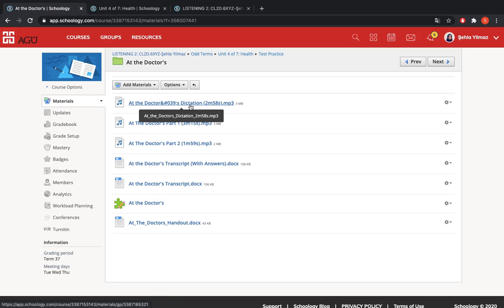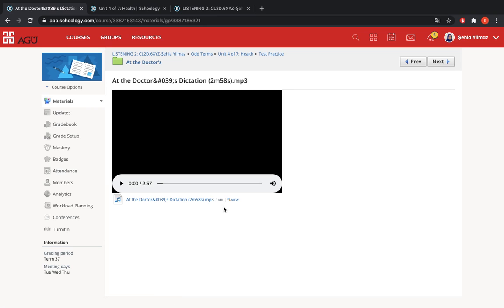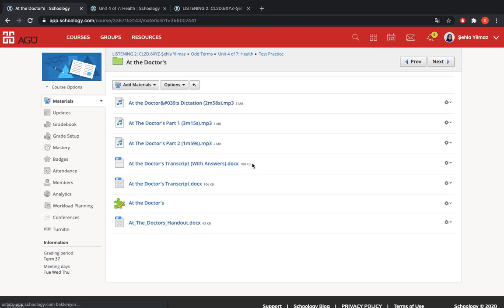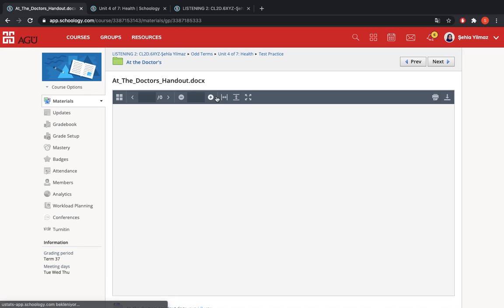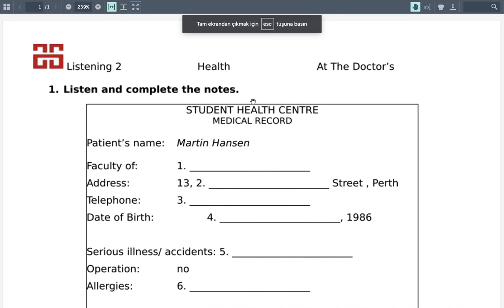There is another activity for you to do before you do the audio. So dictation, which lasts about 2 minutes and 57 seconds. So a few sentences. Usually the dictation sentences are taken from the main video or audio. So please do the dictation as well. When you finish that, go to the same folder again and download the handout. Let's download the handout and go over the questions that we're going to do.